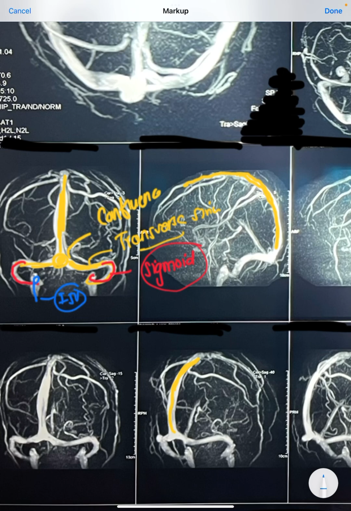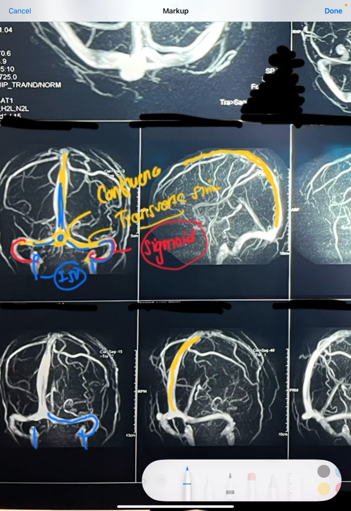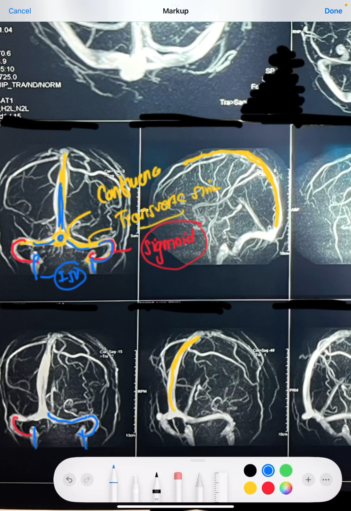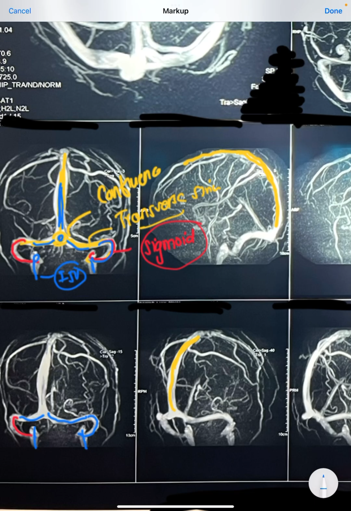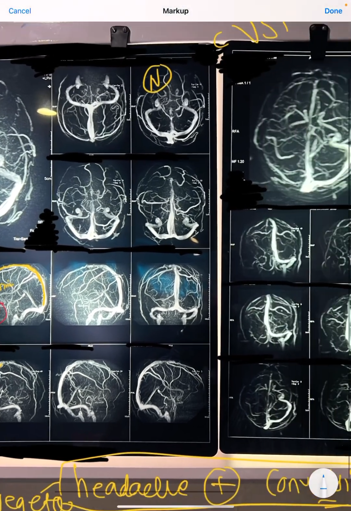So in short, we can very nicely make out the superior sagittal sinus, the confluence, both transverse sinuses, sigmoid sinuses, and IJV. It is crystal clear that this is transverse, this is sigmoid, and this is IJV, on both the left and right sides.